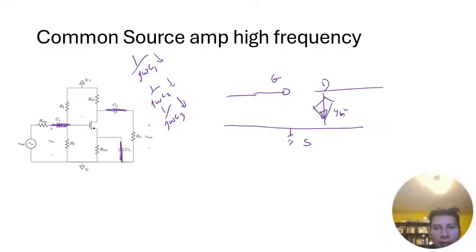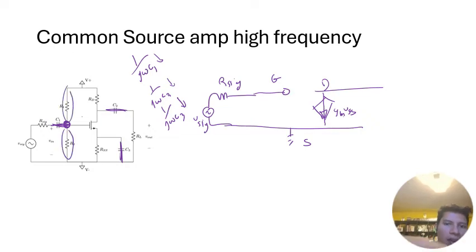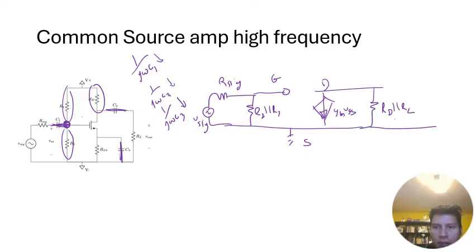and then you have R sig in series with V sig. You have R2 and R1 in parallel, and then you have RD in parallel with RL. Remember that we are ignoring RO for this lecture, so that's why there's no little RO. And then RSS has been shorted out, so there are no more resistors to be derived.